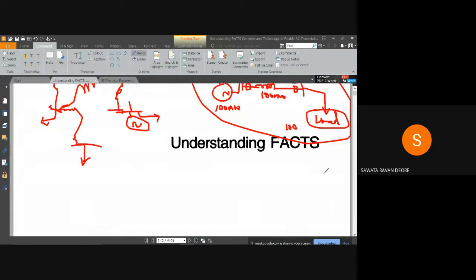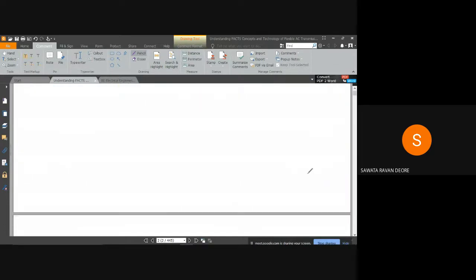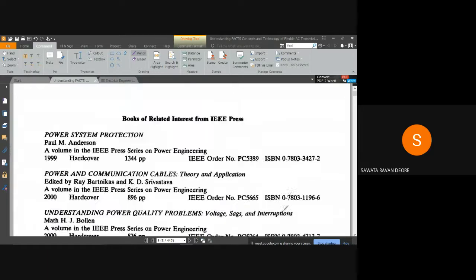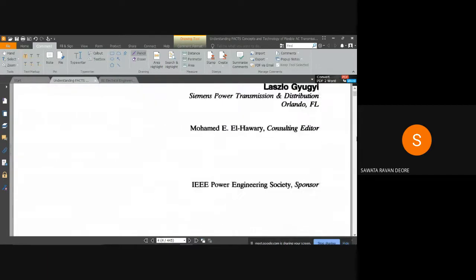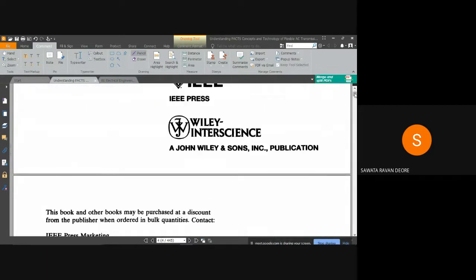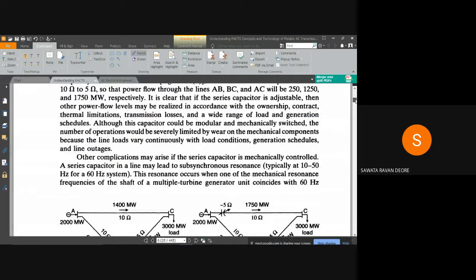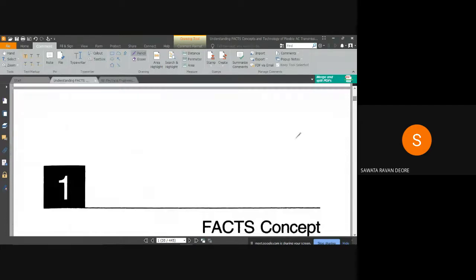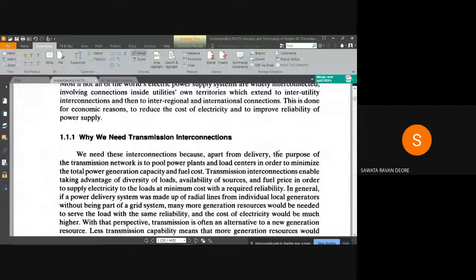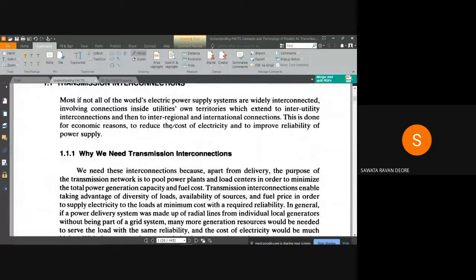I hope you understand what I want to say here, why we need to do the interconnection. As I said, the interconnection is done in view of making the system more economical and reliable. How it can be made more economical, there is a lot of explanation for that.